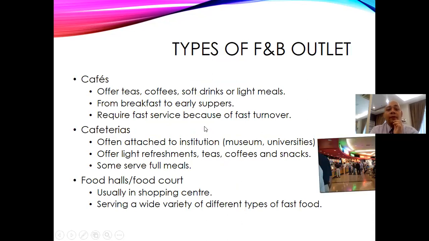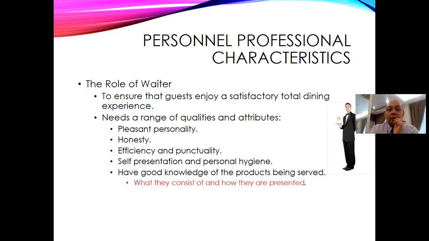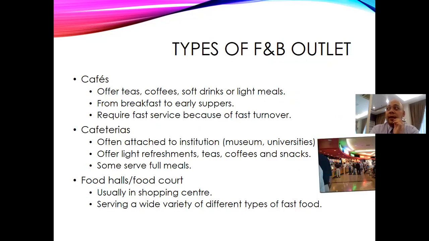So the types of F&B outlet: we have cafes, cafeterias, food halls and food courts, public house, casual dining, ethnic restaurant, functions, and fine dining restaurant. We believe that every restaurant establishment has different kinds of service, different kinds of food, and obviously a different price.